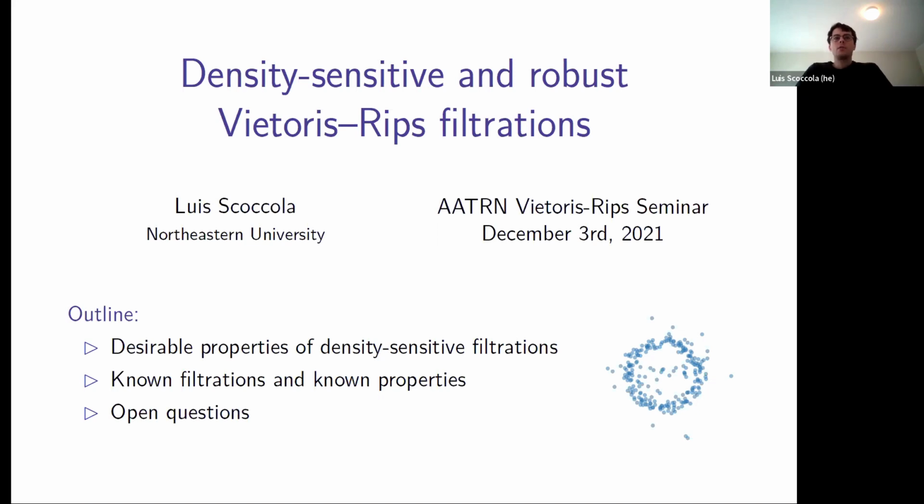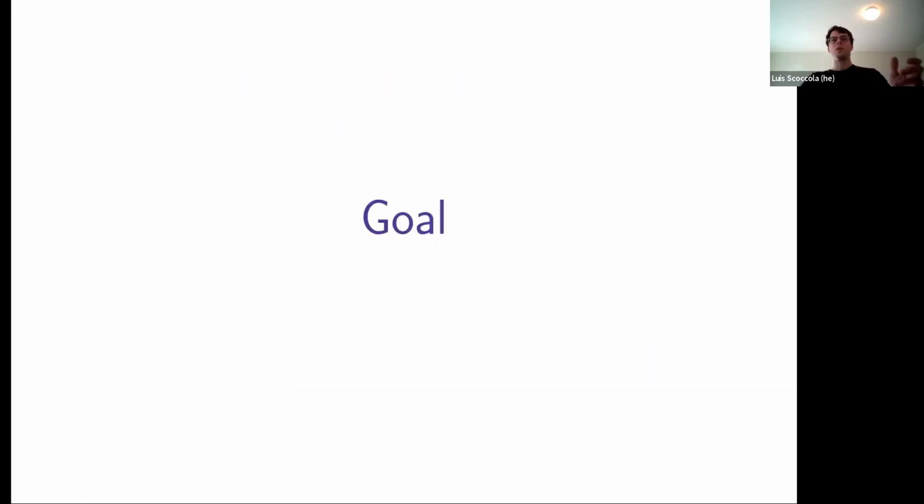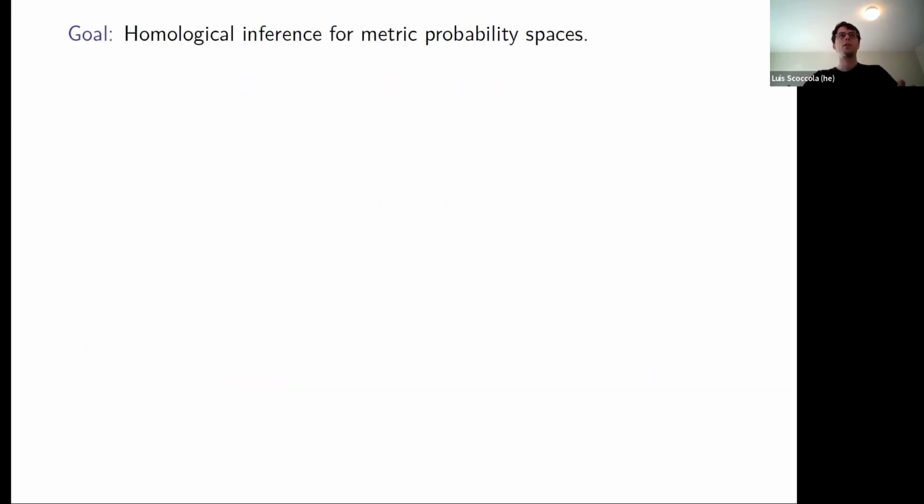And the outline for the talk is to see some desirable properties of density-sensitive filtrations, then see some of the filtrations that at least I am aware of, and I'll tell you some of the properties that have been proven relatively recently. And then I'll end up with some open questions about how we may want to improve the current filtrations or the current results that we have for the filtrations. So let's start. So what's the goal? The very general goal is going to be to do homological inference for metric probability spaces.